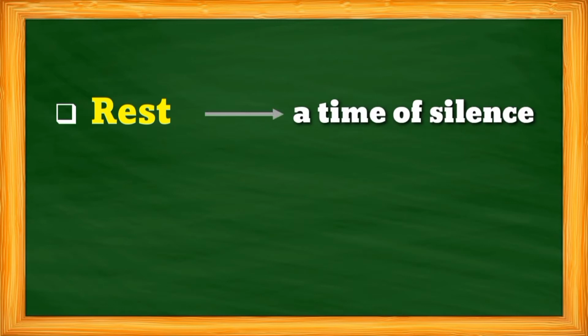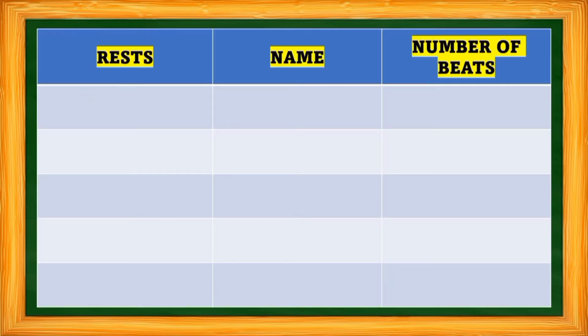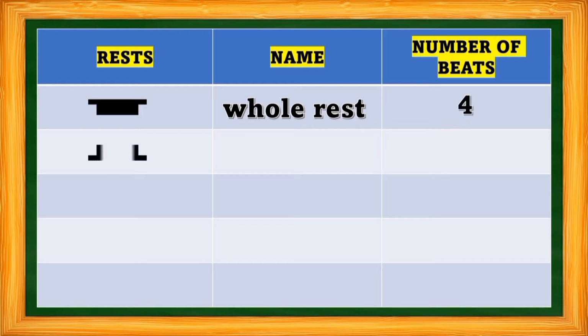And we also know that rest is a time of silence, meaning muhunong ta. Also the examples of rest, their names, and number of beats. First is like an open box, and that is what we call the whole rest. The number of beats, 4. Second one is the opposite of the whole rest, and that is what we call half rest.